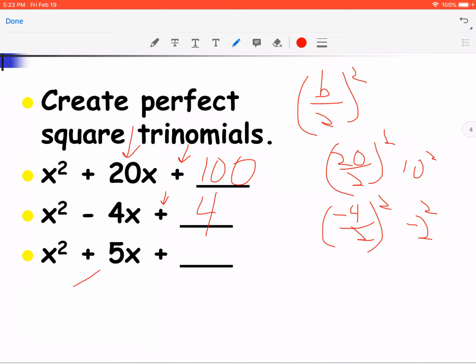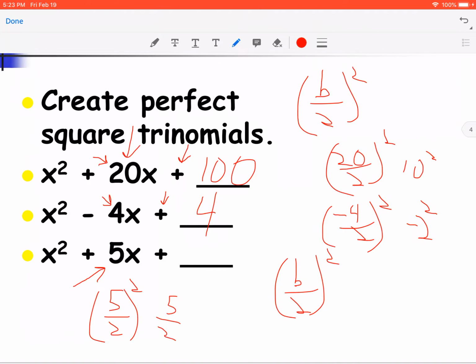Now, what if that number is not an even number? It was easy to divide 20 by 2 and easy to divide 4 by 2. If it's an odd number, don't worry about it. Leave it like a fraction. So I need to take b and divide it by 2 and square it. Okay, well in this case, b is 5, so do 5 divided by 2 and square it. Don't even turn it into a decimal. Leave it that way. What does 5 over 2 squared mean? 5 over 2 times 5 over 2. How do you multiply fractions? Multiply top by top. 5 times 5 is 25. 2 times 2 is 4. There's your answer. Leave it just like that.